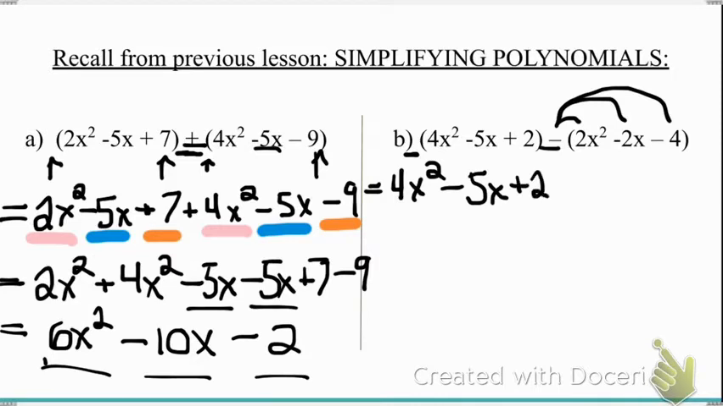So then we bring this negative into the 2x squared, and the 2x squared was positive. It's now going to be minus 2x squared. This negative comes over to this negative. When it's a negative and a negative, it's going to change to a positive, so plus 2x. Same thing here. We've got this negative times the negative 4. That's going to give us plus 4.